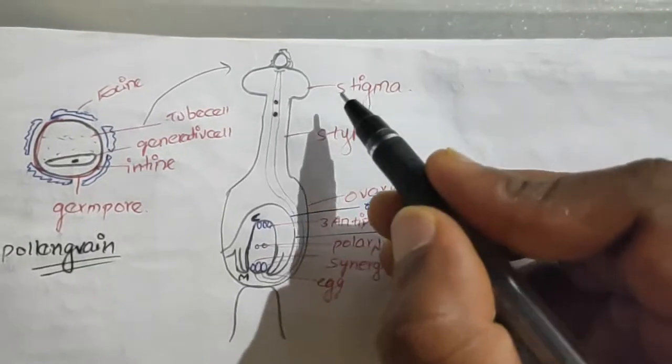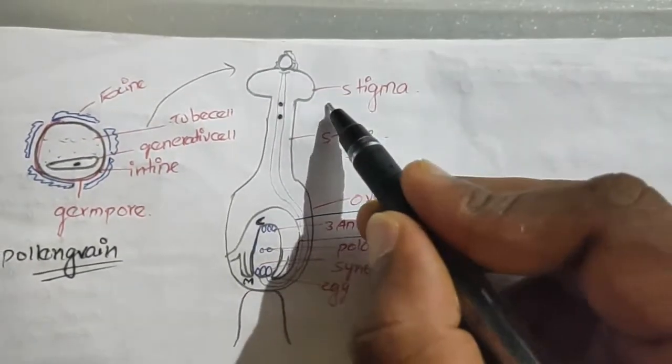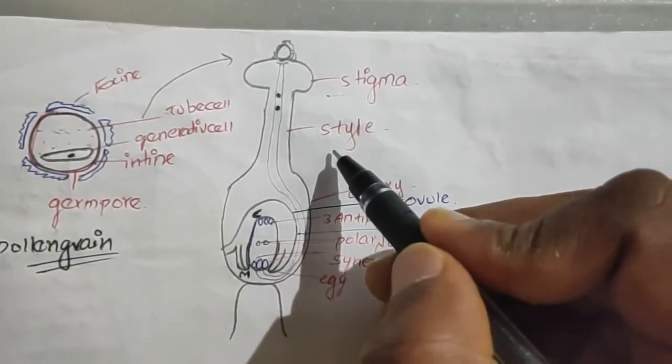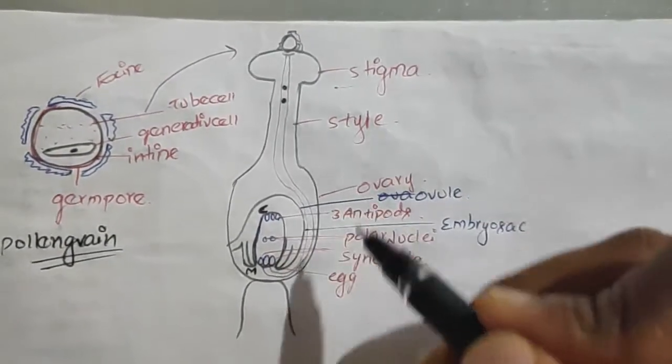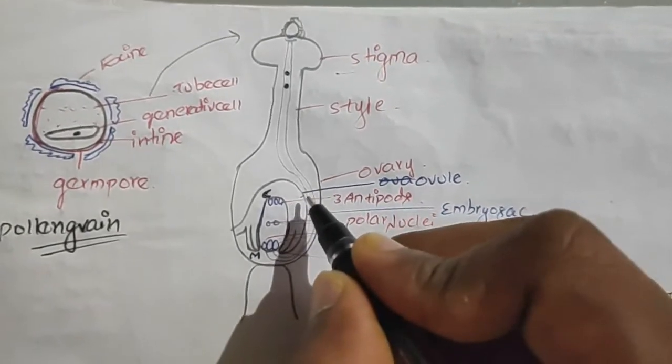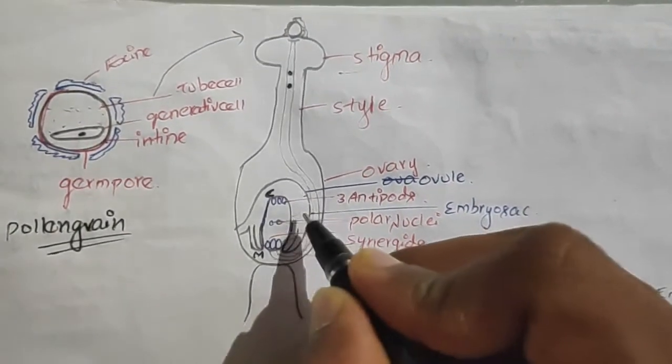This pistil has three parts. One is the stigma. The stigma is a bulged part, and below the stigma is a long slender style, and below the style is the ovary. Inside this ovary, the ovule is present. Inside this ovule, the embryo sac is present.